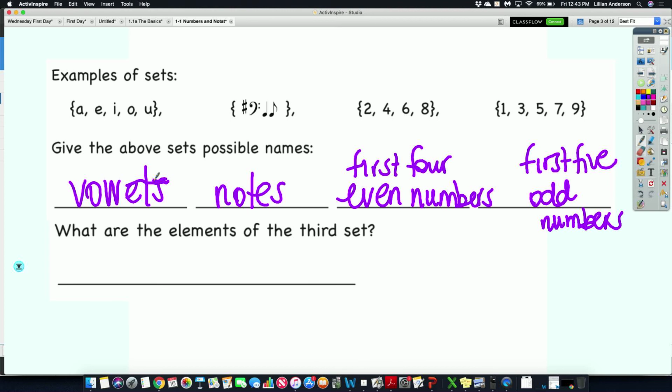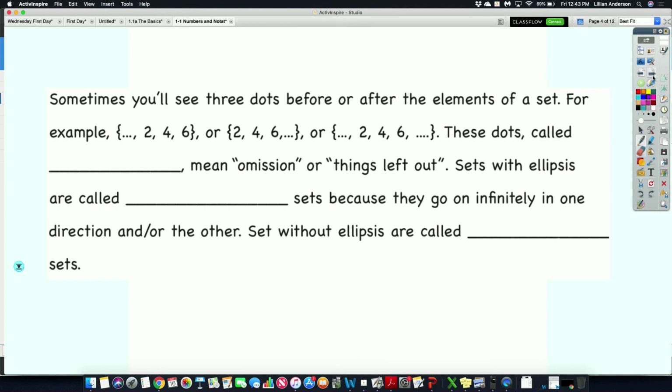All right? What are the elements of the third set? That's right, the numbers in it. So it'll be 2, 4, 6, and 8. Remember, the things that make up the set are called its elements or its members. Simple enough? Okay. Sometimes you'll see 3 dots before and after the elements for a set.